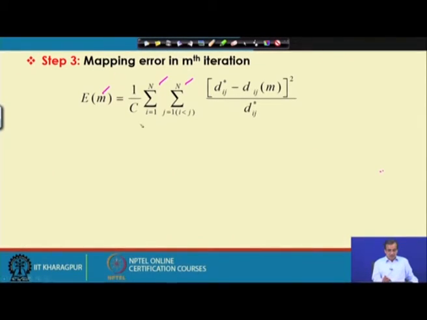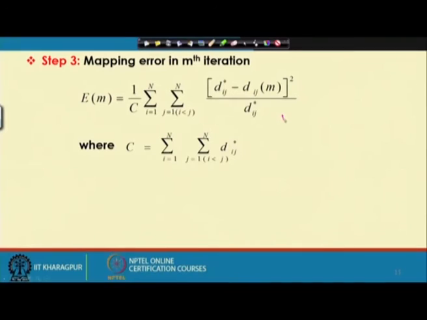Now, how to determine this particular C. C is nothing but summation i equals 1 to capital N, summation j equals 1 to capital N, i less than j, of d_ij star. To explain this, let me take one numerical example. Supposing that I have got 5 data points. If I have only 5 data points, their Euclidean distance matrix can be written as follows.